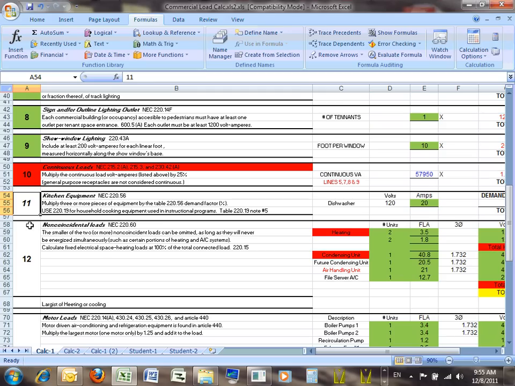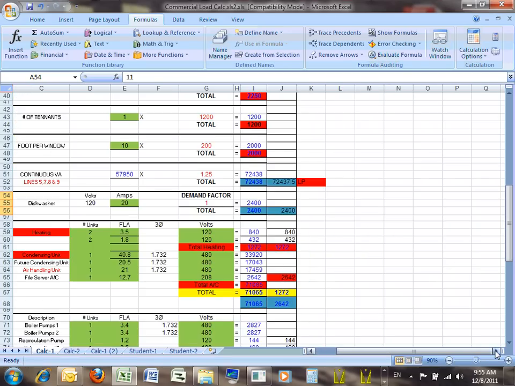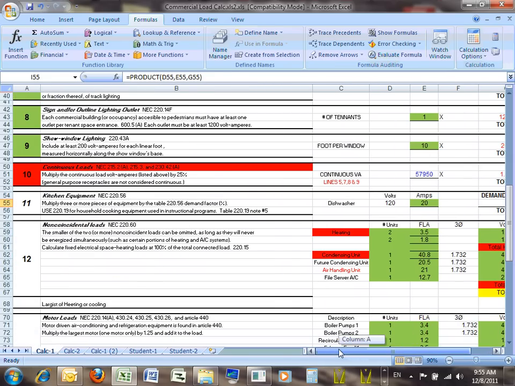Kitchen equipment. If you have kitchen equipment, guys, you're going to use, we decided to put a dishwasher, and we multiply it by 20 amp for it, and we use the face value to give us 2400, just a dishwasher in this building. That's my only mechanical equipment.